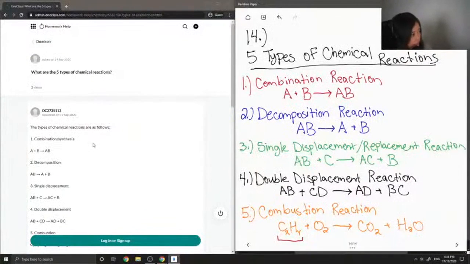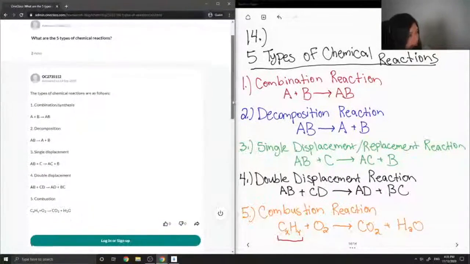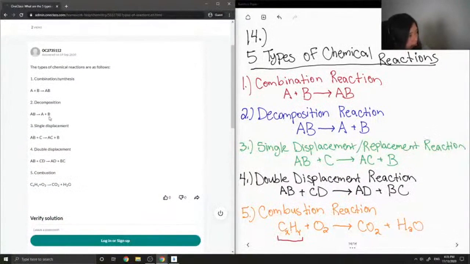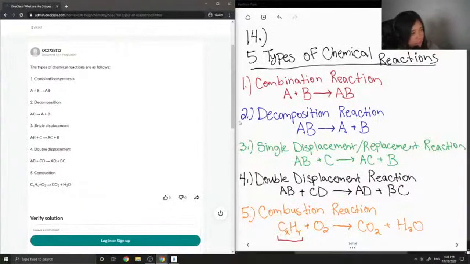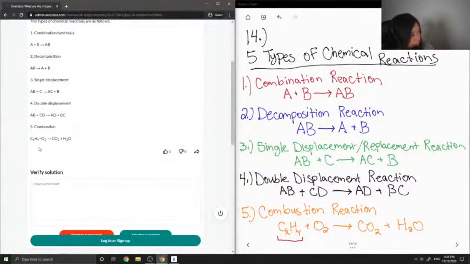Let's see what the junior tutor said. Types of chemical reactions are as follows. Combination/synthesis, A plus B makes AB. Decomposition, AB makes A plus B. Single displacement, AB plus C makes AC plus B. Double displacement is AB plus CD makes AD plus BC. And lastly, combustion, CH plus O2 makes carbon dioxide plus water. Okay, so this solution is correct.